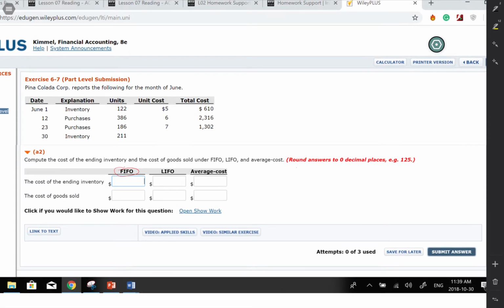Now for the next part of the exercise, we are asked to compute the cost of the ending inventory and the cost of goods sold under FIFO, LIFO, and average cost, by utilizing the same information we were given previously. As you already know, FIFO stands for first in, first out, which means that the ending inventory of 211 is made up of the most recent purchases.